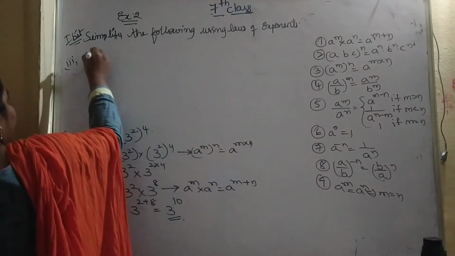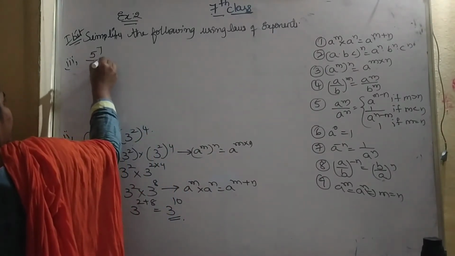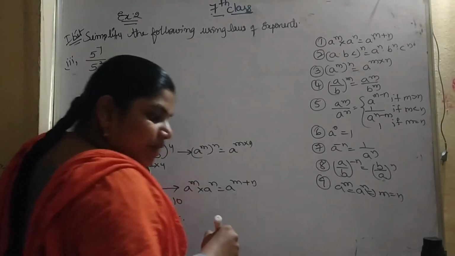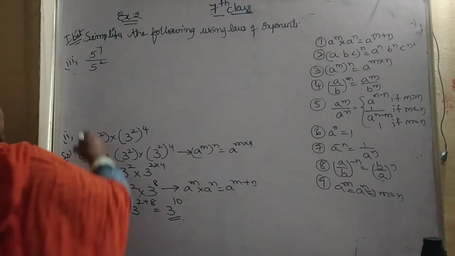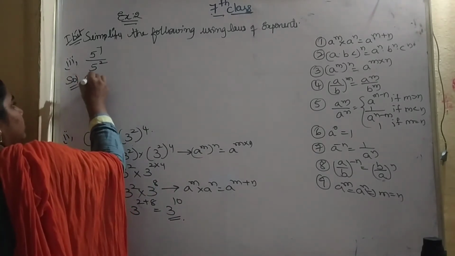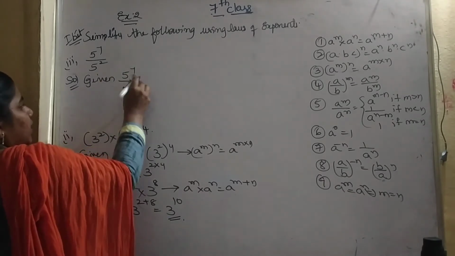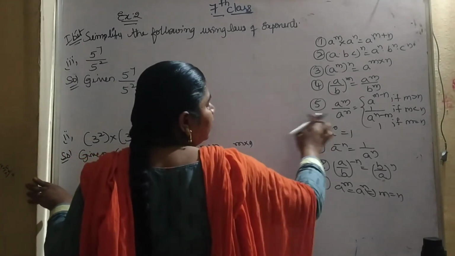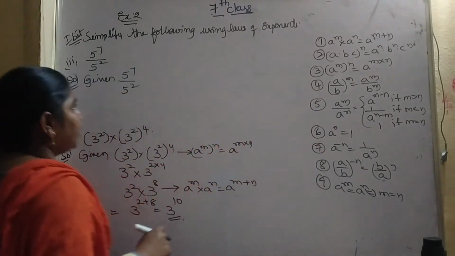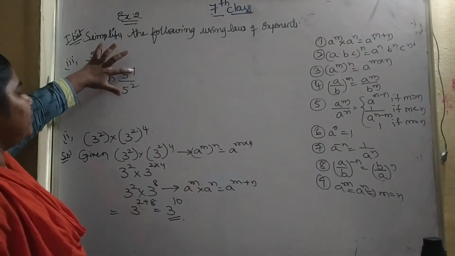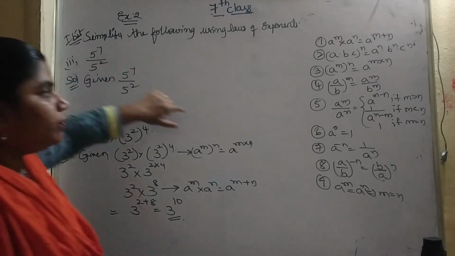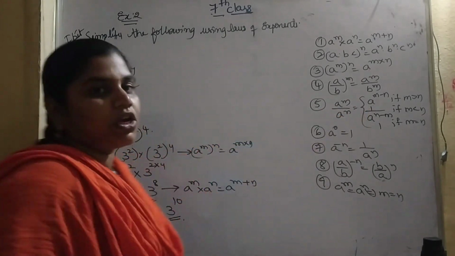5 power 7 by 5 square. Now this is in the form of this condition, that is the fifth condition. If you see here, the m value is greater than the n value. So which condition will we apply? First condition we will apply.